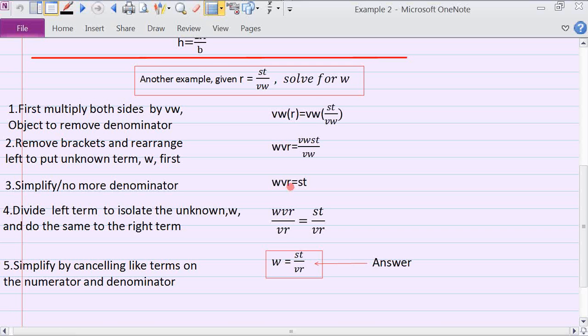I don't want the V and the R. I'm going to divide by VR. The V's will cancel. The R's will cancel. And since I divided the left term by VR, I must divide the right term by VR. So the V's cancel, the R's cancel, I'm left with W, and here I have ST over VR as the answer.